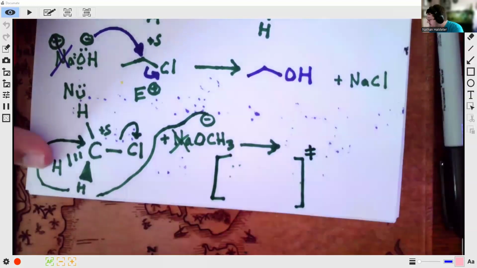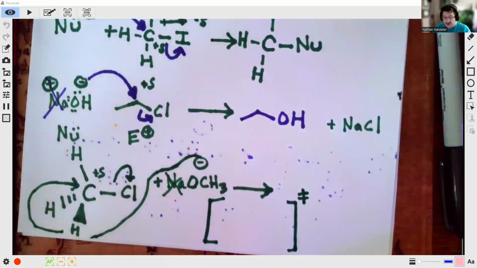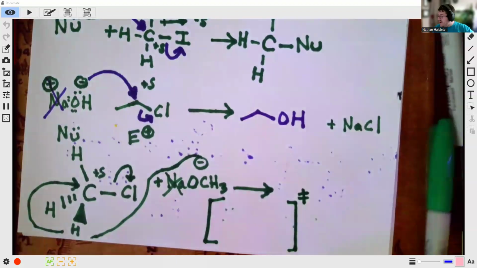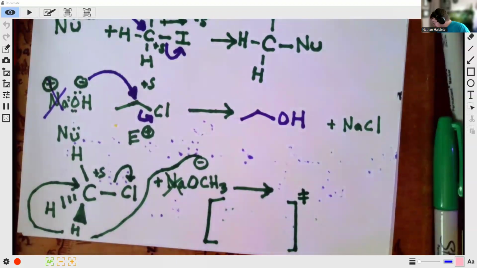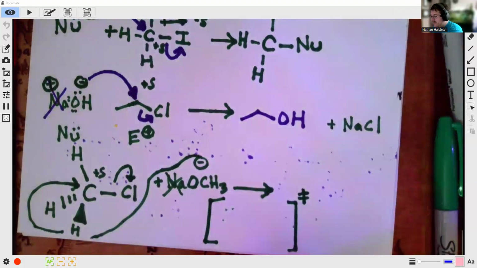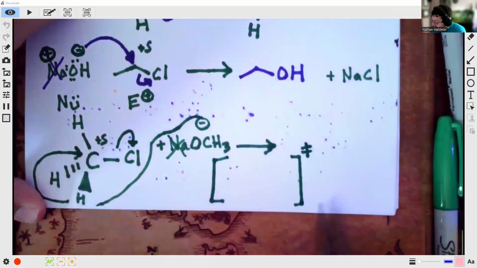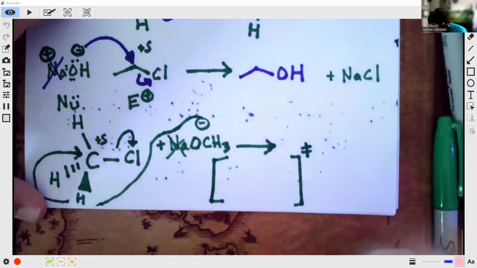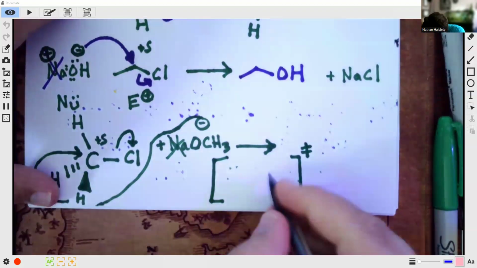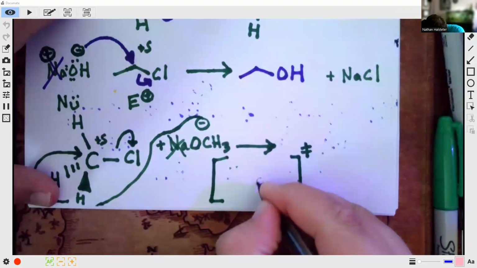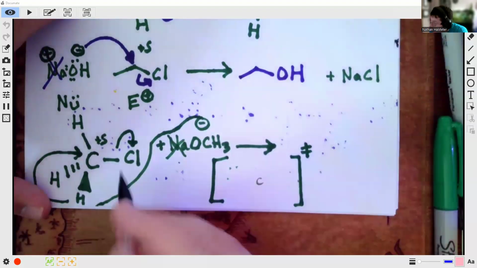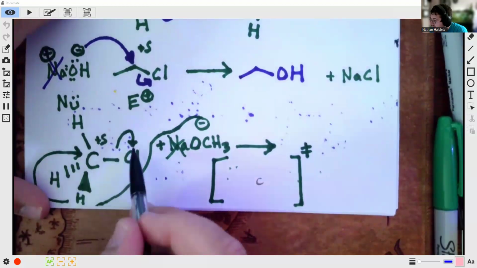Probably have to move to a smaller pen here. A transition state is kind of this theoretical position it can be in when bonds are breaking and forming all at the same time. So in this case, let's see what bonds are breaking and forming. We have our carbon in the center. We're breaking this carbon-chlorine bond onto that chlorine.